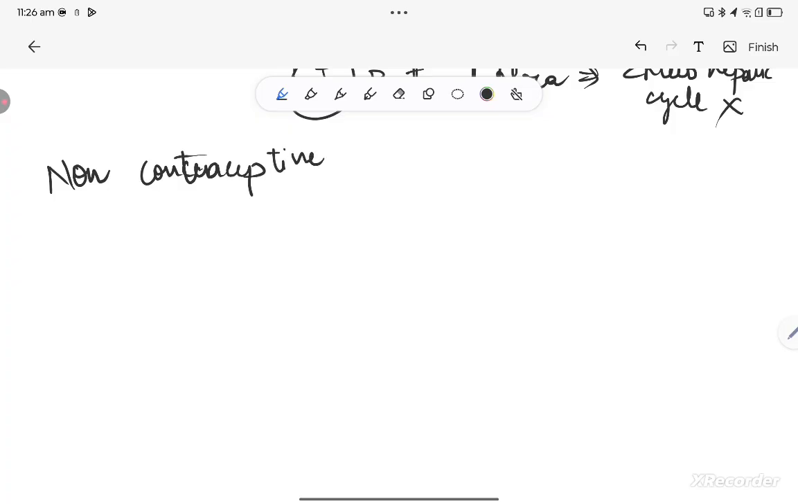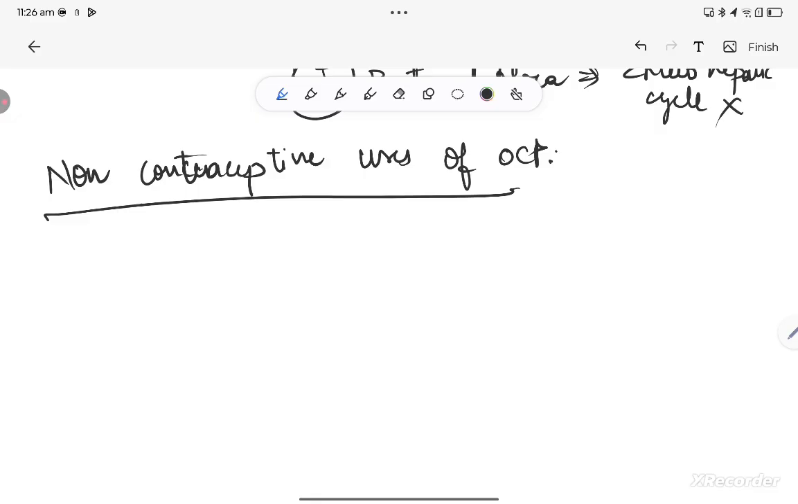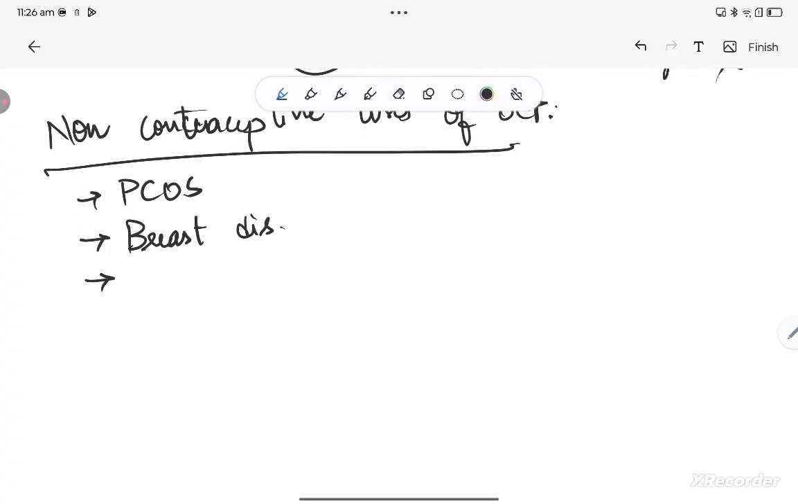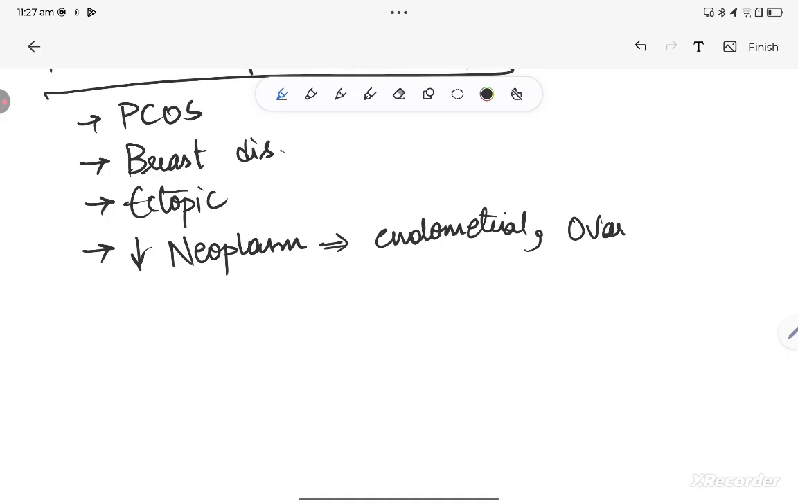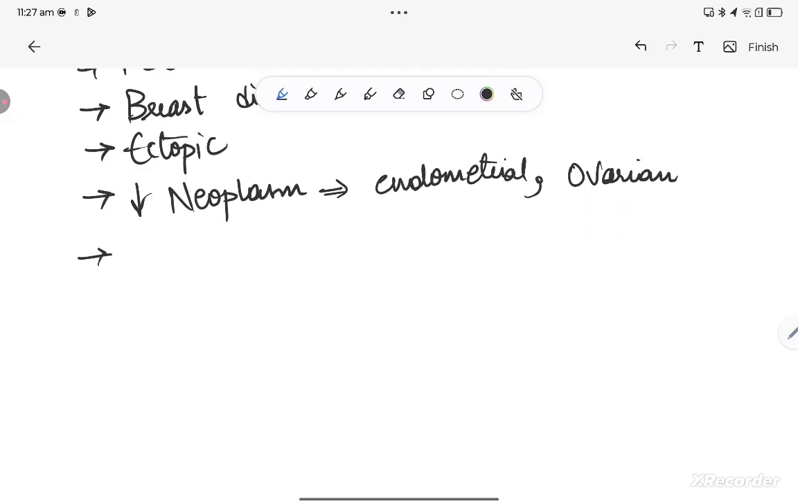Here, I am talking only about combined oral contraceptive pills. First one is PCOS. Then we are talking about benign breast diseases like your fibroadenoma. It reduces the incidence of ectopic pregnancy, and reduces the incidence of neoplasms like endometrial cancer as well as ovarian cancer. Clear? Now, it also reduces the incidence of endometriosis, and they also reduce the incidence of osteoporosis.